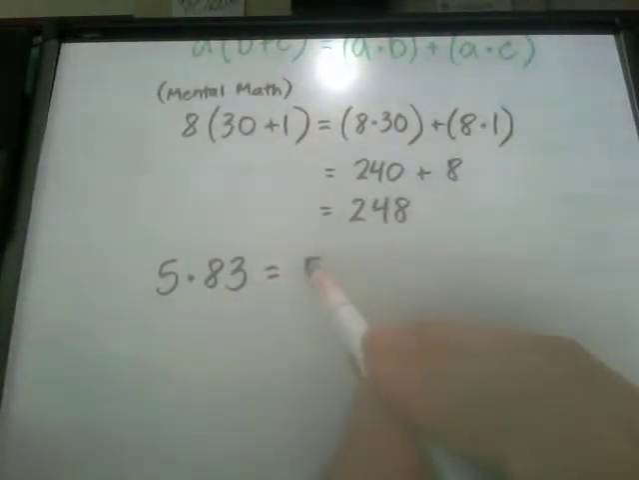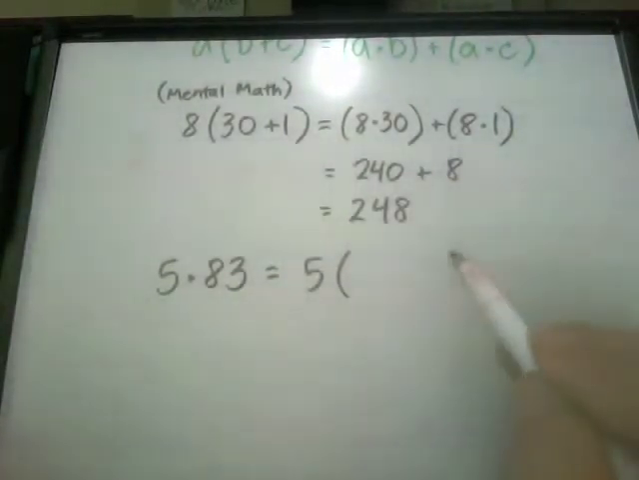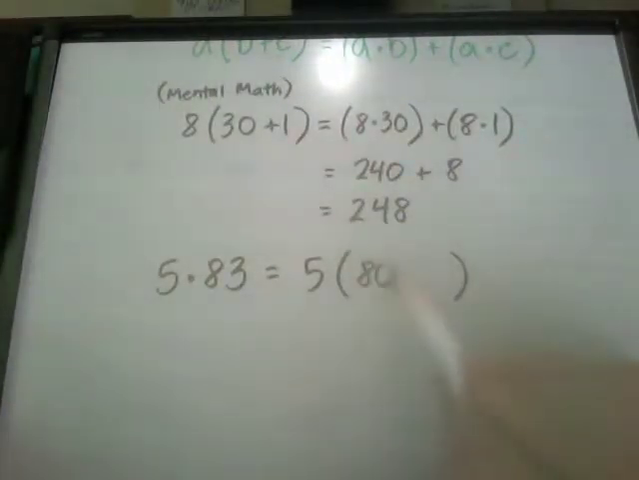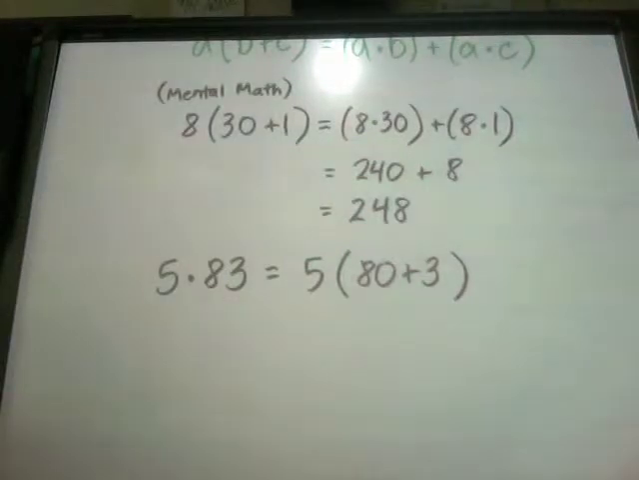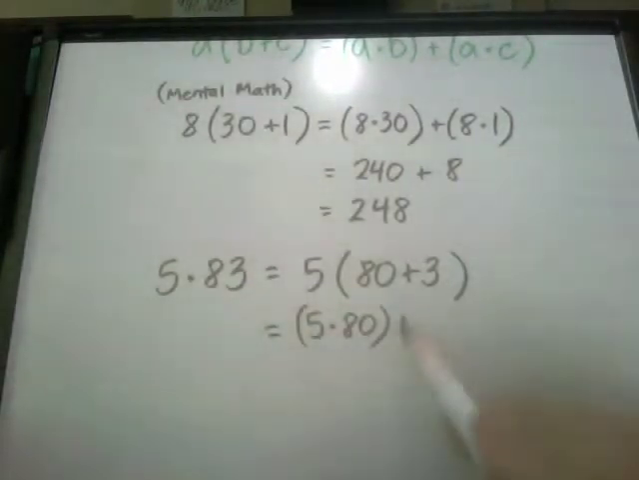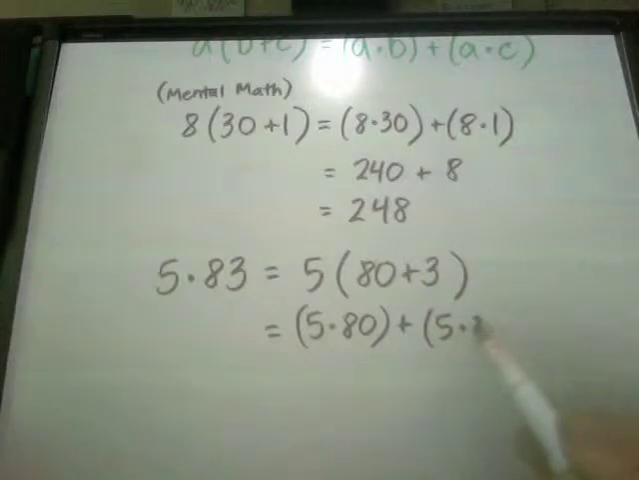If I keep the 5, we're going to go to the distributive property. Let's break up 83 into two numbers that will be easier to do mental math with. Vincent? Good. What if instead of 83, I say 80 plus 3? Now, just like I did on that first one, I could do some mental math, right? And again, I'm writing this step of 5 times 80 and 5 times 3.